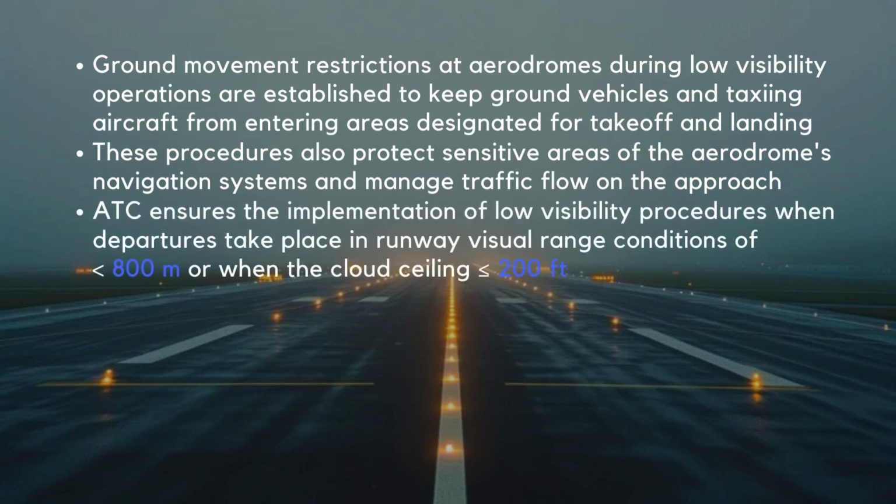Air traffic control ensures the implementation of low visibility procedures when departures take place in runway visual range conditions of less than 800 meters, or when the cloud ceiling is 200 feet or lower. It's important to note that these are the minimum requirements, and local regulations may mandate more stringent criteria for activating LVPs.